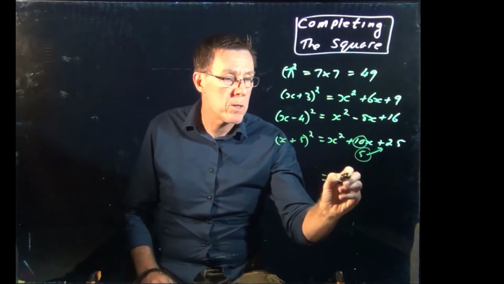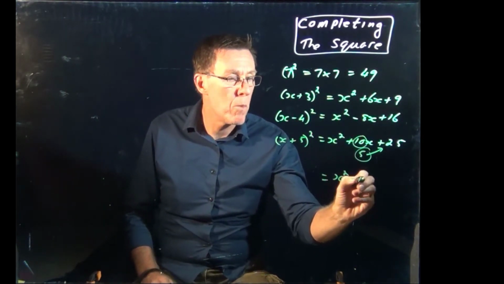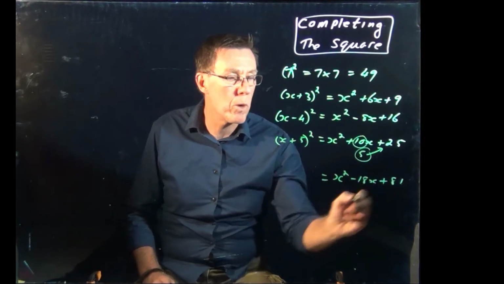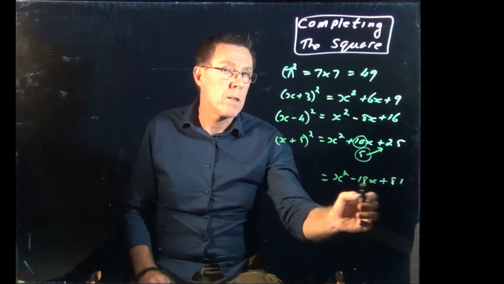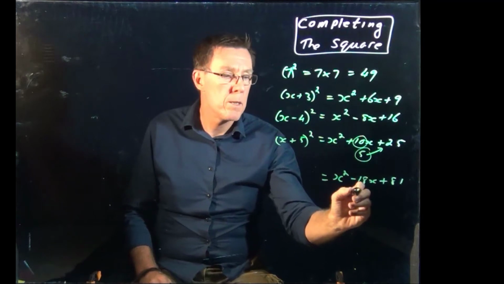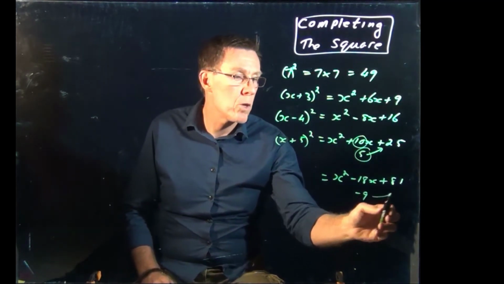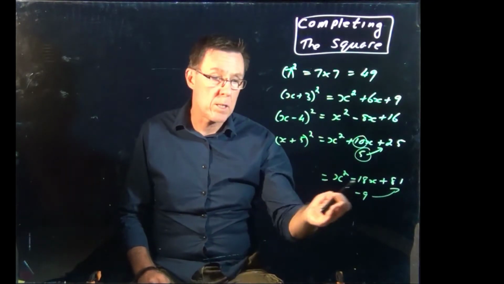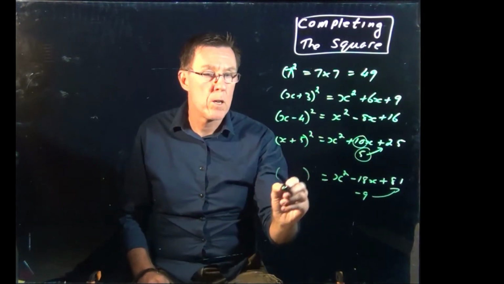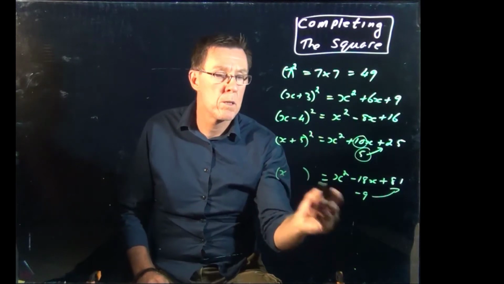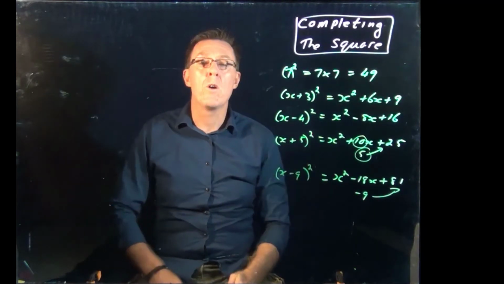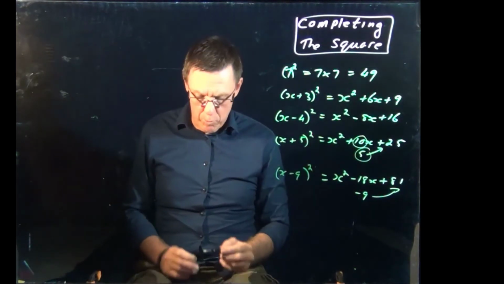Works for negatives too. Let's say I had x squared minus 18x plus 81. Take the number in front of x, which is minus 18. Halve it is negative 9. Is negative 9 squared positive 81? Yes, it is. It's a perfectly square quadratic. So the number being squared is going to be x take away 9. Perfectly square quadratics.